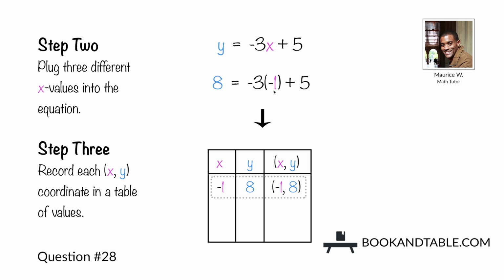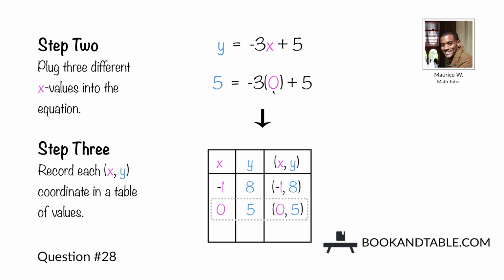So when x is equal to -1, you have -3 times -1, which is +3. 3 plus 5 is equal to +8. So when x is -1, y is equal to 8. So that's our first coordinate.